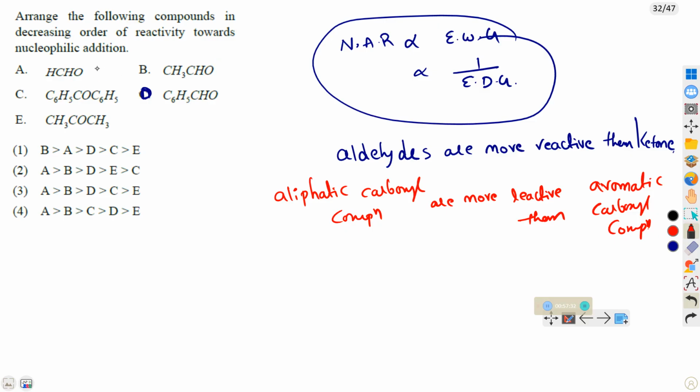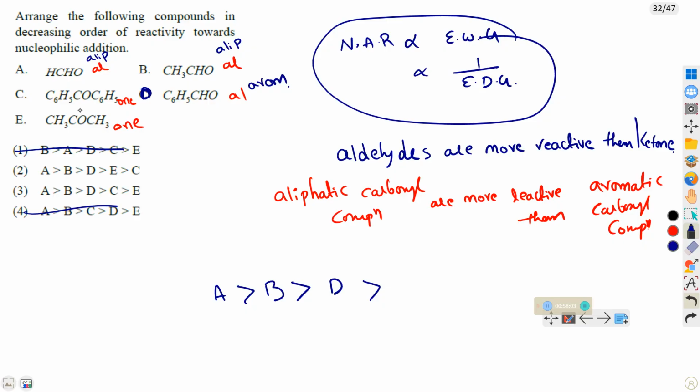First of all, this is an aldehyde. This is a ketone, aldehyde, ketone. This one is aliphatic. This is aromatic. Based on that, A greater than B greater than D. A, B, D. Remove the fourth option, first option. After that, this is aliphatic. E greater than C. Second option correct.